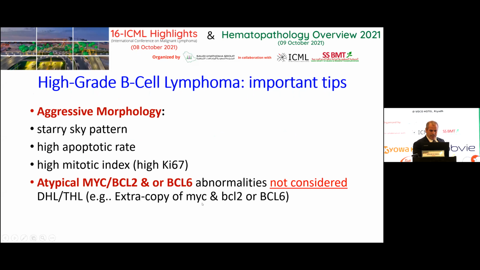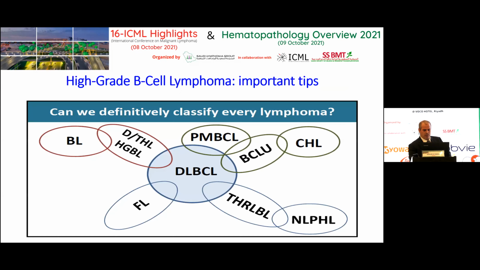Again, what is the aggressive morphology? If we see aggressive morphology, such as a starry sky appearance, high apoptosis, and high Ki-67. If we have a case with an atypical MYC, BCL2 or BCL6 abnormality, it is not considered double hit. Like if you have a cytogenetic report of an extra copy of MYC or an extra copy of BCL2, it is not considered double hit. It should be rearranged, not an extra copy or other abnormality.